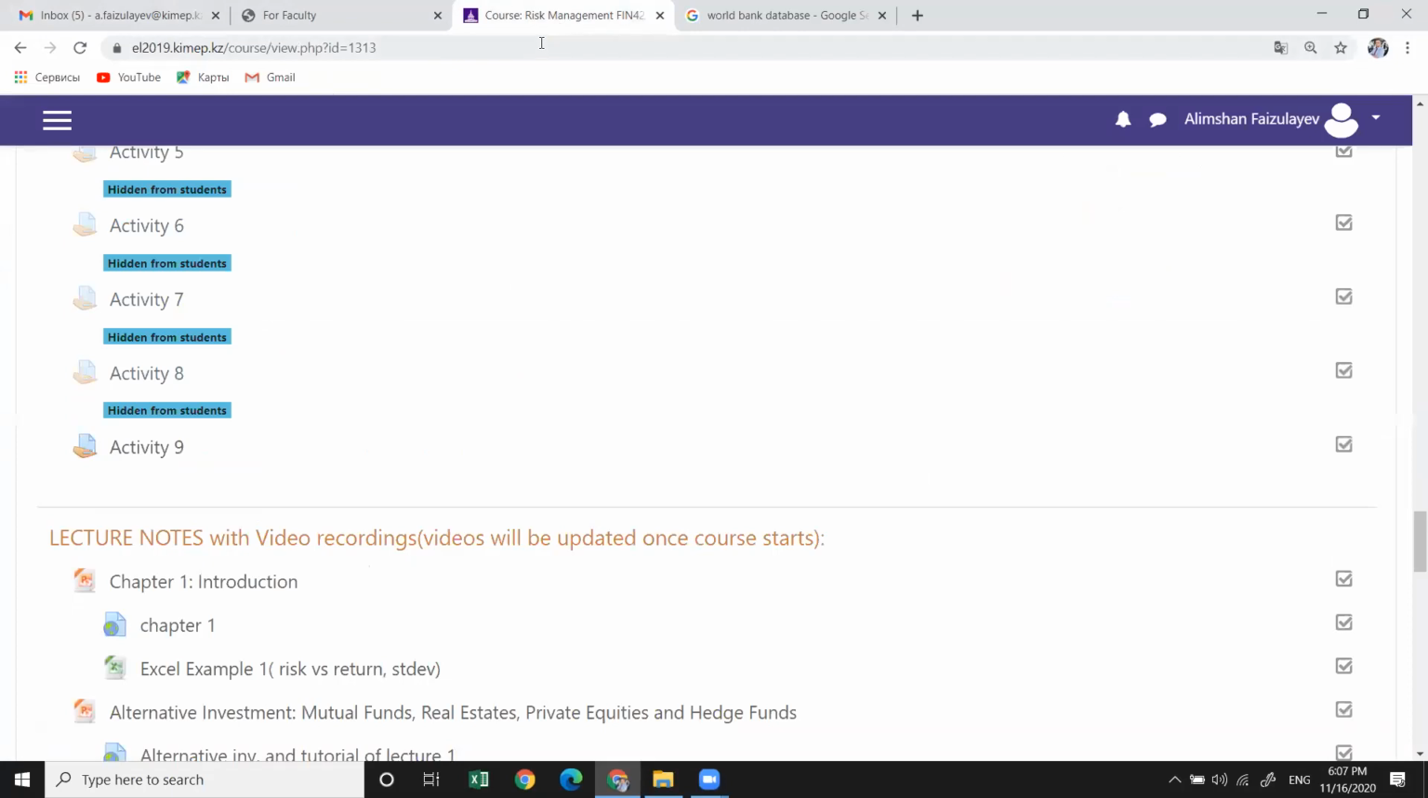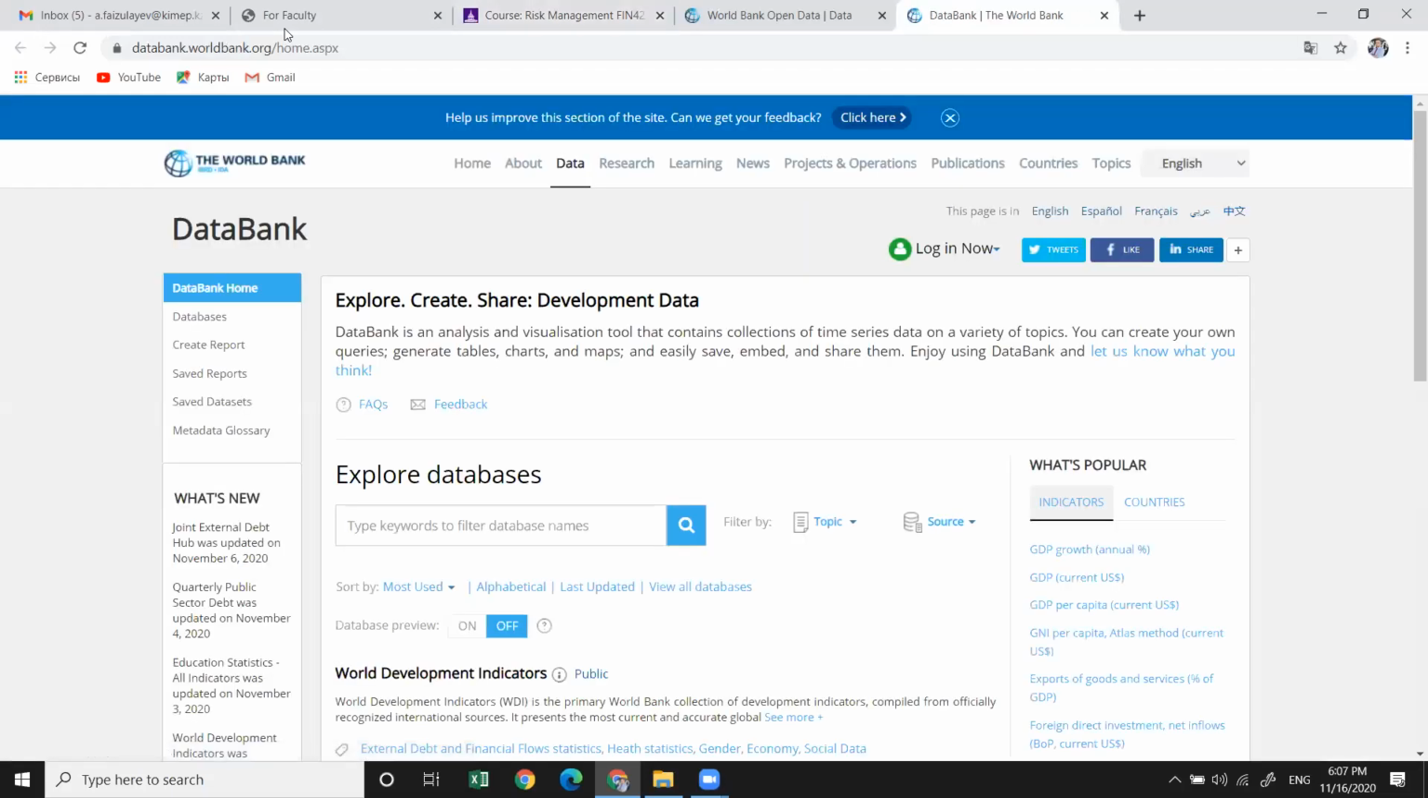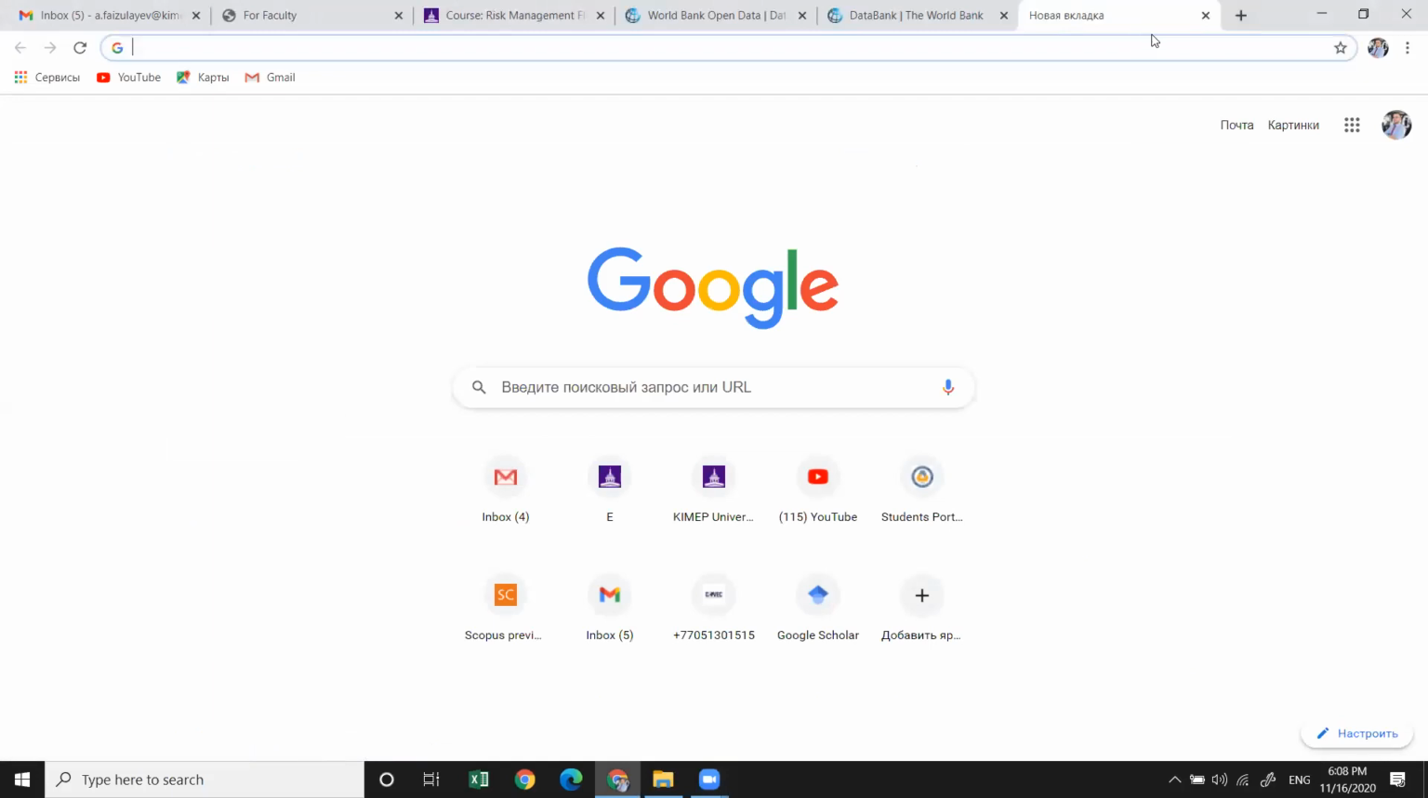Where was I? Let me just go here. World Bank. I go here. Have you ever used this World Bank database? Anyone? Okay, it seems like nobody used it. It's actually a widely used database. There was one article that I did with my colleagues. Let me just share it with you.